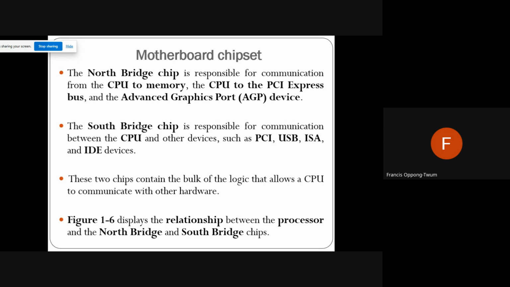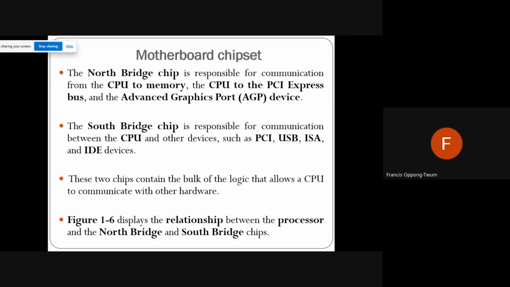When we talk of the north bridge chip, it is responsible for communication from the CPU to the memory, and the CPU to the PCI Express bus and advanced graphic port. And the south bridge chip is responsible for communication between the CPU and other devices such as the PCI, the USB, and the ISA or IDE devices. These two chips contain the bulk of the logic that allows the CPU to communicate with other devices.